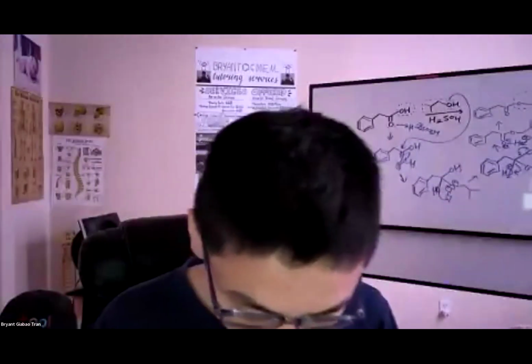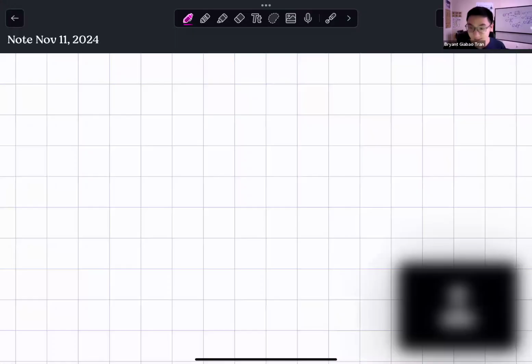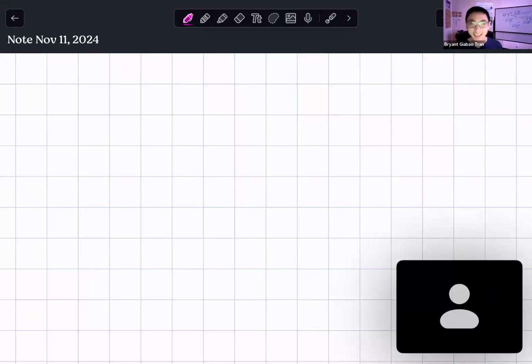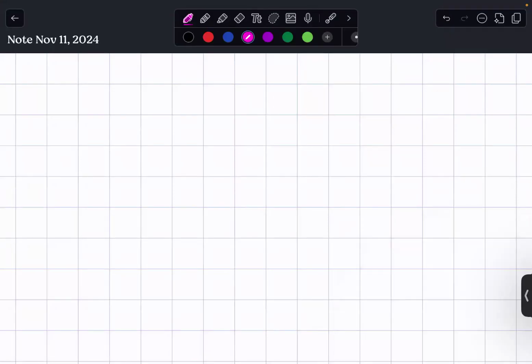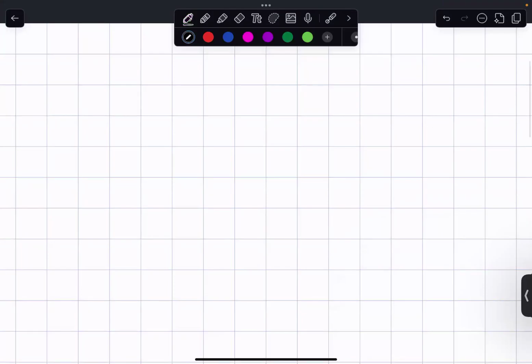I was wondering if we could go over Claisen rearrangement, and then Claisen rearrangement or Claisen condensation? They're two different things. Oh gosh, okay, I guess both. Both? Okay. And then I also had a question.